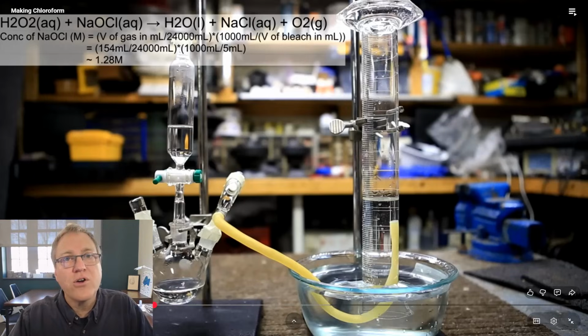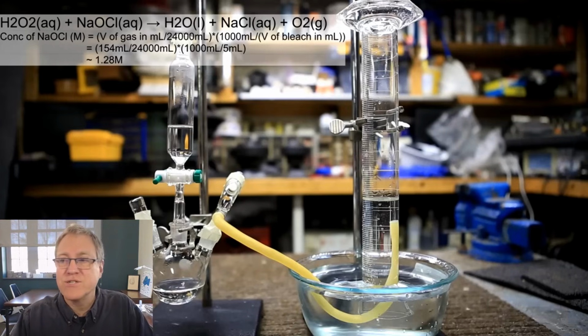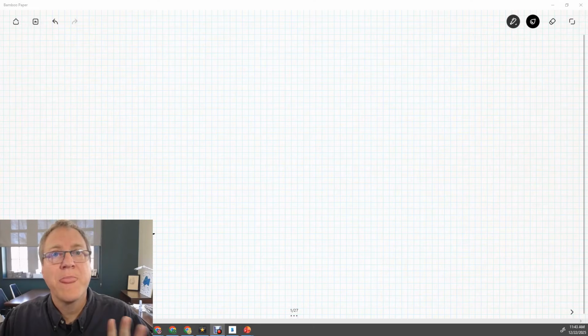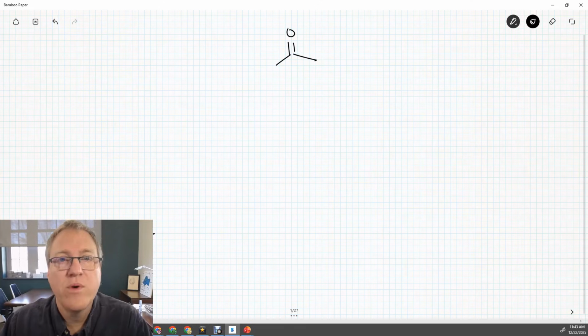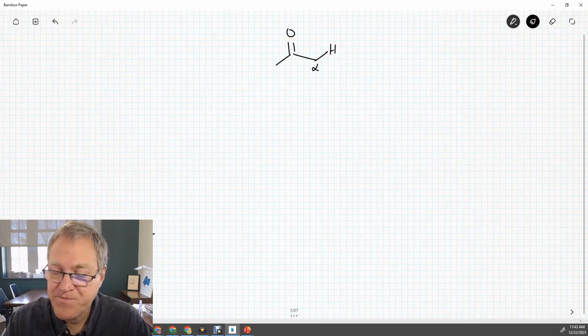Now, I want to talk a little bit about the theory of this reaction. So let's change up the slides a little bit. All right, let's talk a little bit about this reaction. We are going to start up at the top middle with acetone. And acetone has hydrogens on its alpha carbons.